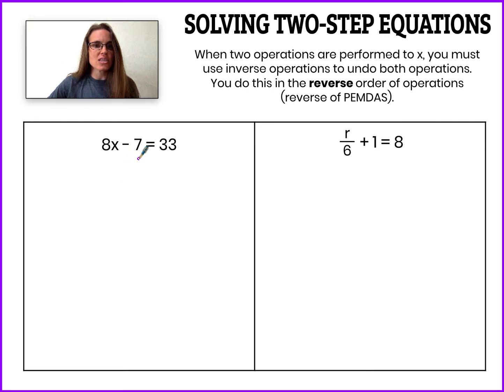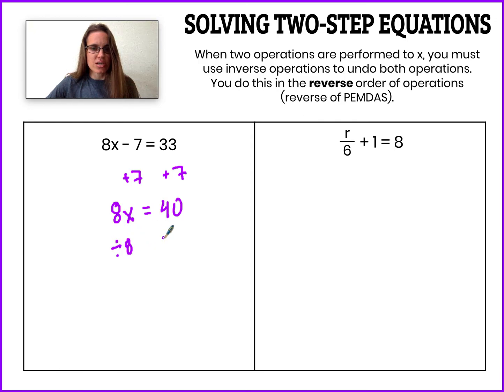We want to first undo subtraction by 7. That means my first inverse operation is to add 7 to both sides of my equation. 8x minus 7 plus 7 just leaves me with 8x on the left-hand side of my equation. 33 plus 7 is 40. Now I only have one operation being performed to x, multiplication by 8. I undo that with the inverse operation of division. I divide both sides of my equation by 8.